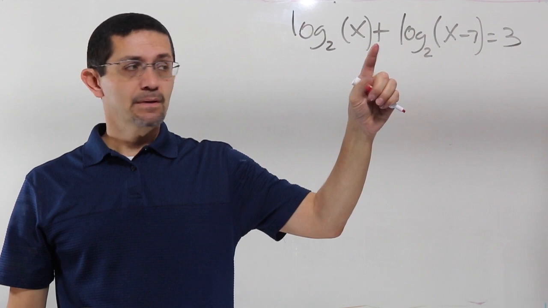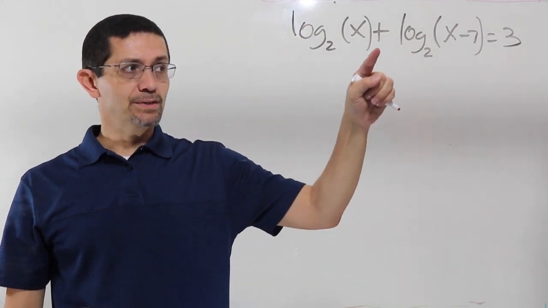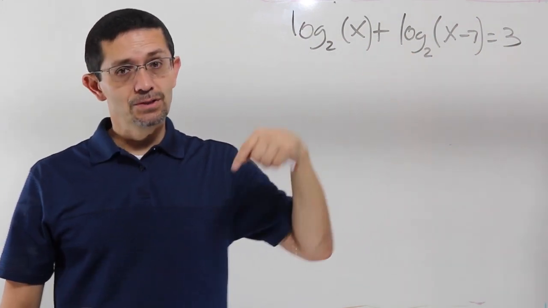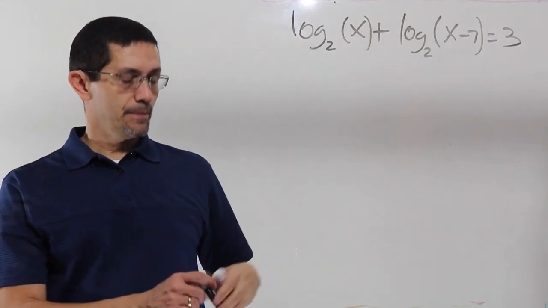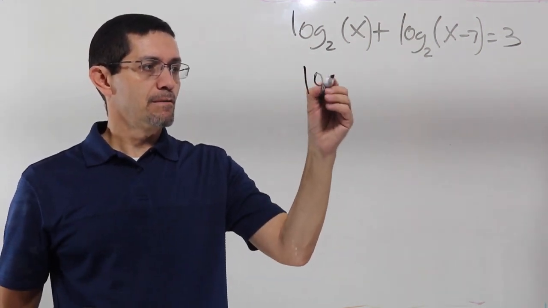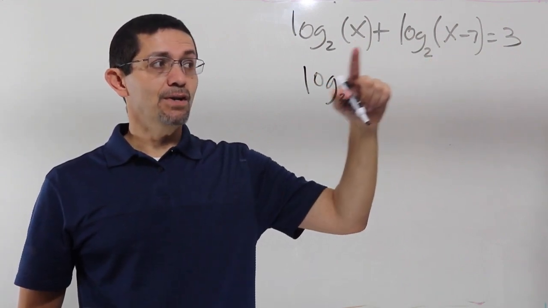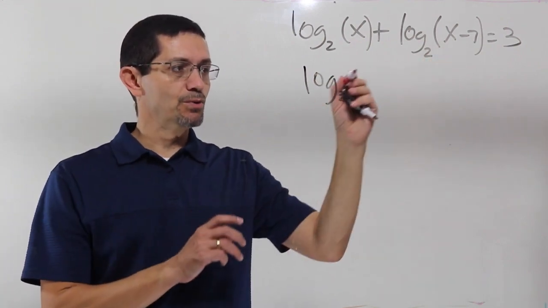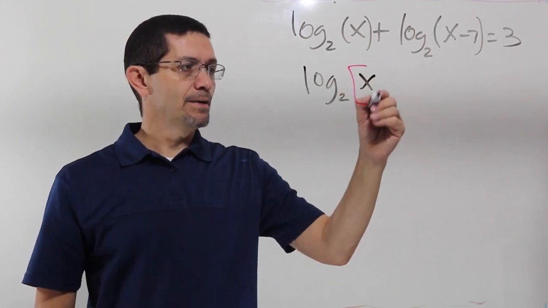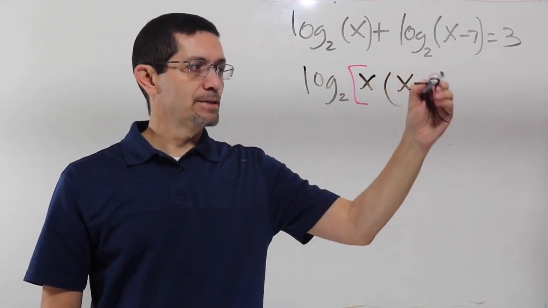This is a sum. I need to condense. When it's a sum, it's going to condense as a product. Check the video. So this is going to become log base 2. I'm going to condense the arguments now. So this is going to multiply: I'm going to have x times x minus 7.